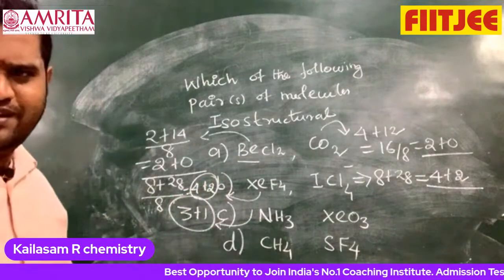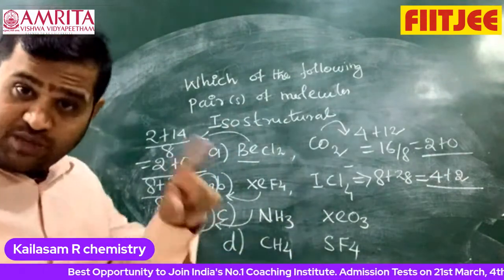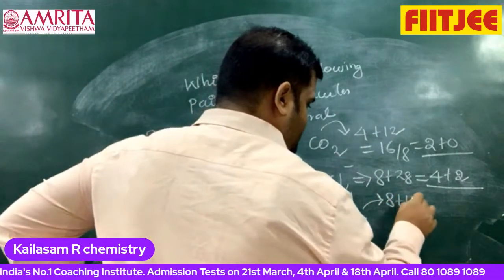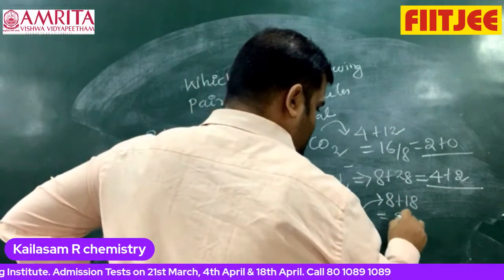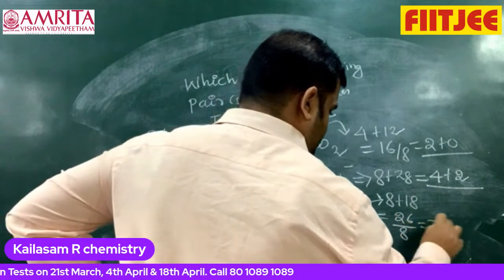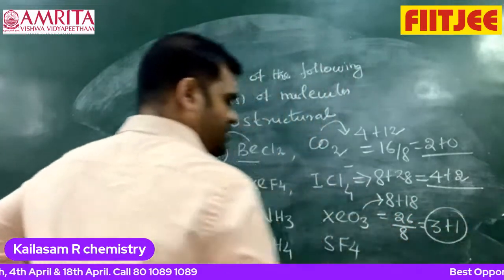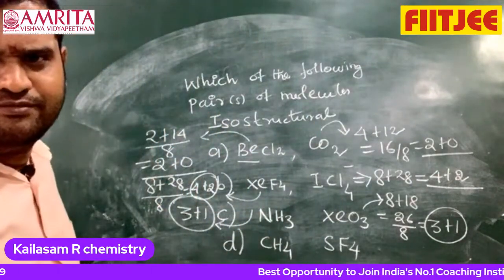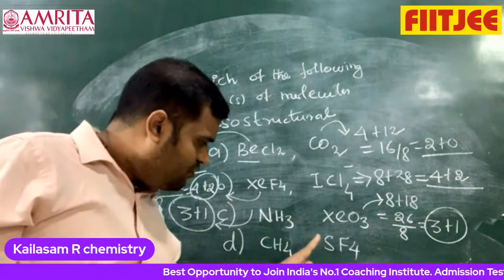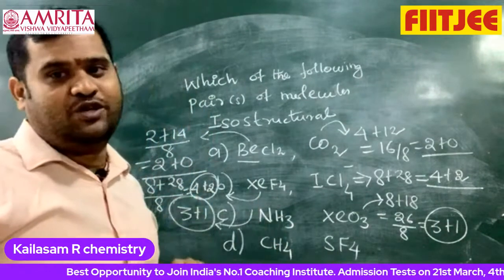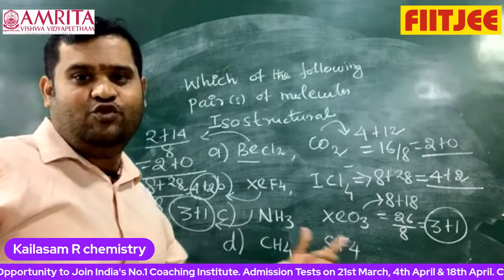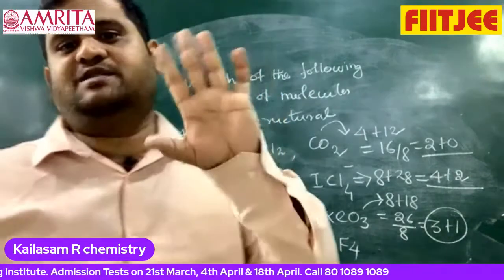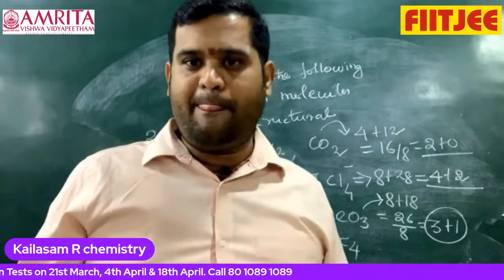3 plus 1. XeO3 also 3 plus 1. Look at this. 8 plus 18, you have 26 by 8, that's 3 plus 1. They are isostructural, and they are isoelectronic. And look at this, CH4 and SF4, both are not isostructural because CH4 is tetrahedral and SF4 is see-saw. So these type of questions you may expect from the examination point of view.